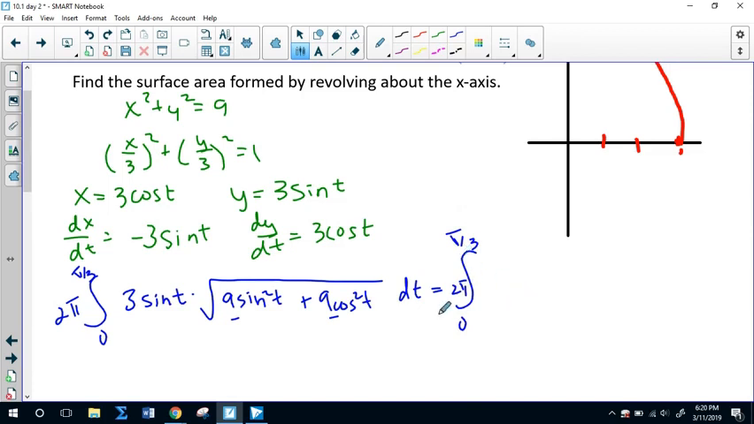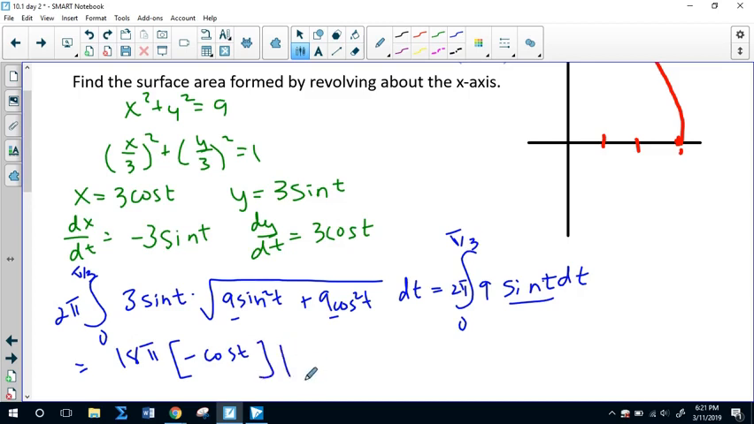And then the 3 that comes out of here from the 9 gets multiplied to that 3. So 3 times 3 is 9. And I'm just left with the sine t dt. So if that didn't make sense, obviously take the steps necessary in the middle for you so that you can figure it out. So I now have 18 pi, and the antiderivative of sine is a negative cosine t. And I'm evaluating that from 0 to pi over 3.